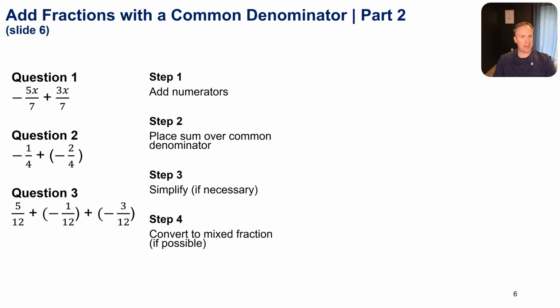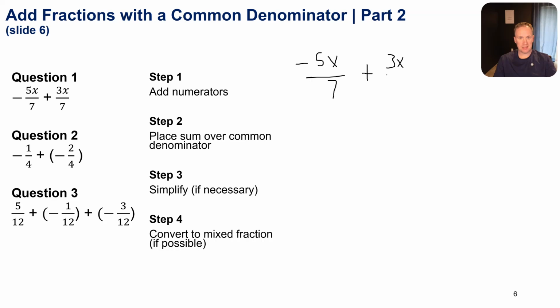Now let's look at part 2 of adding fractions with common denominators. So some more unique type questions that really are dealing with negative numbers, negative integers in a sense, that you can find in a previous chapter of OpenStax. So let's start then with our first question here. Negative 5x over 7 plus 3x over 7.